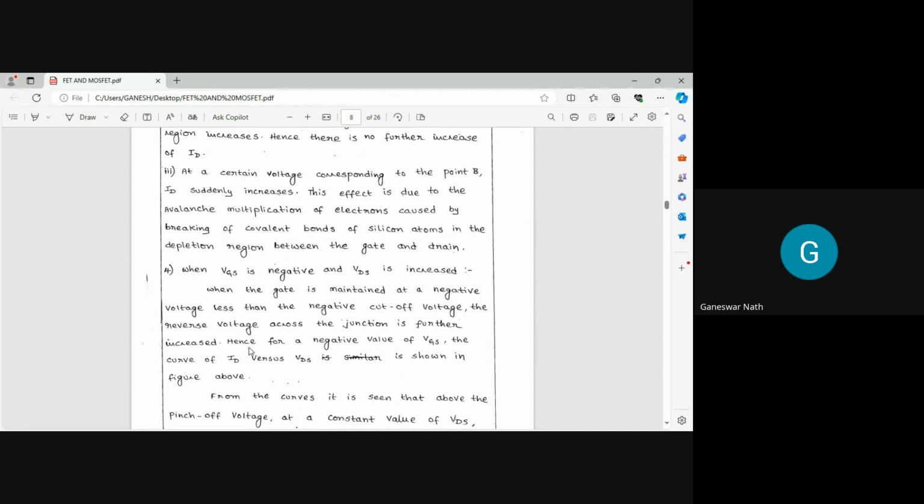So the reverse voltage across the junction is again increased further. Okay. So next you can find in the junction further. So further increasing hence a negative value of VGS.